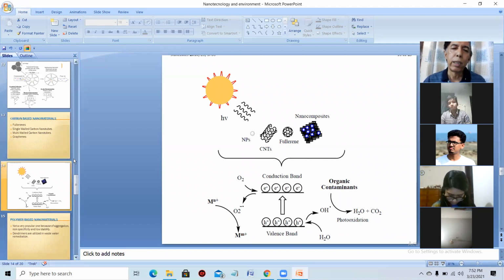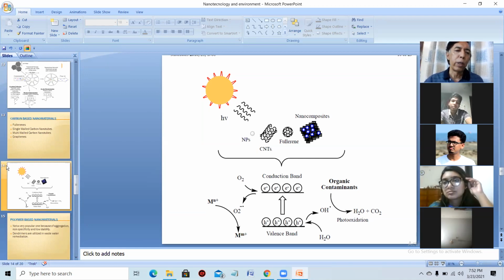This is how carbon-based nanomaterials work. There are different procedures for different types of carbon-based nanomaterials. For example, fullerene works in one procedure, but carbon nanotubes work in another procedure.